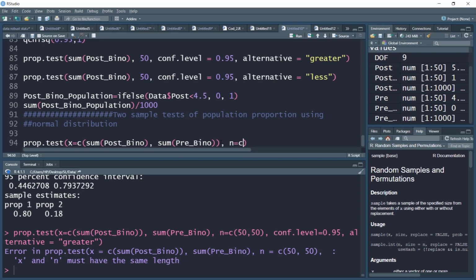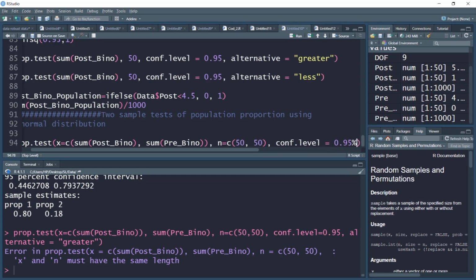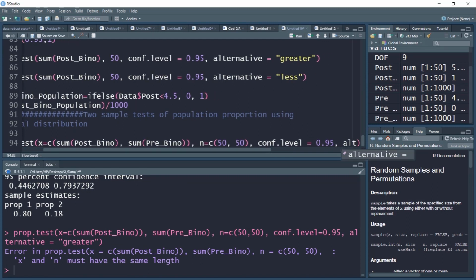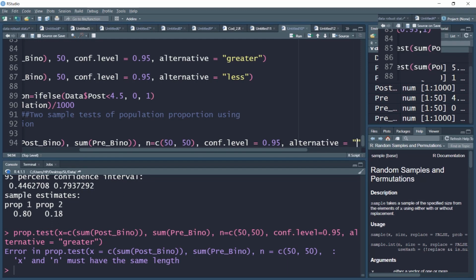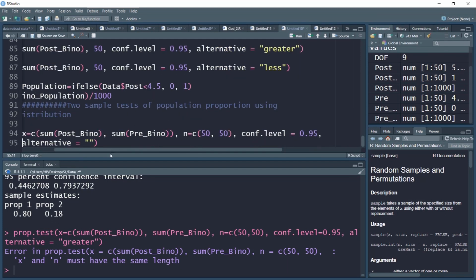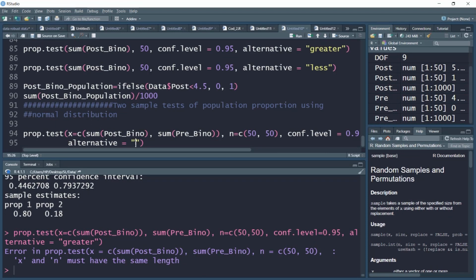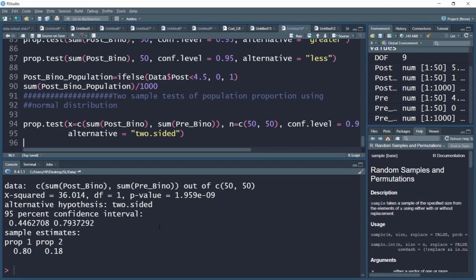Next is sample size, which is 50 for both the samples. Then we have confidence interval as 95%, and we'll provide alternative hypothesis as two-sided. So essentially we are testing here that the proportion of detractors and promoters is same across both the populations using the data from sample. So if I run this command, please notice that the p-value is very small.